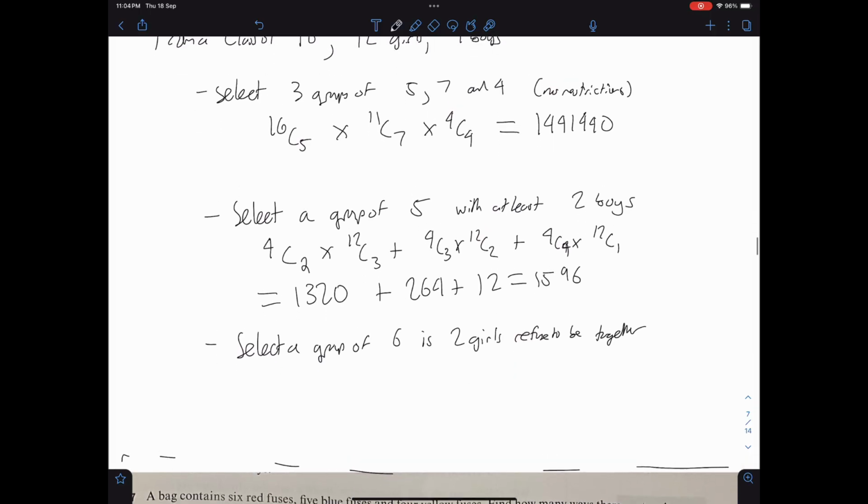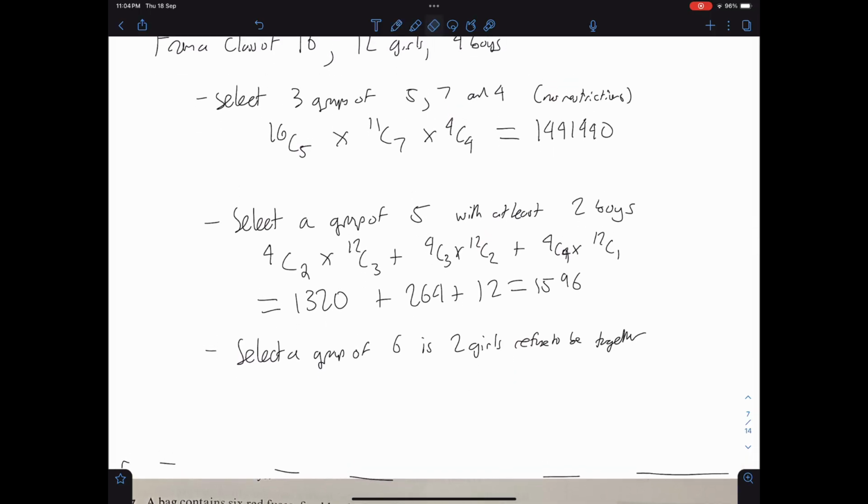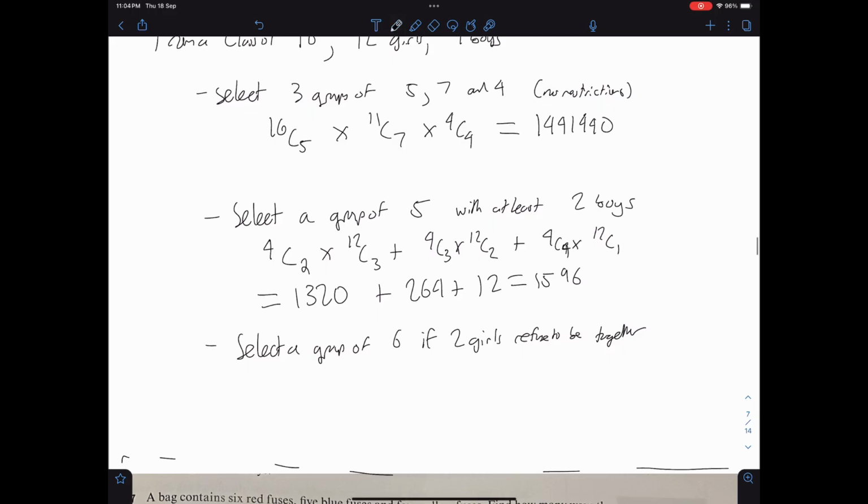And select a group of 6 if 2 girls refuse to be together. And this is an example where I would instead do total arrangements, subtract the ways they are together. So when we want 2 particular girls, or 2 particular people or objects to be in a selection, we just leave them out, because we know they're already there. So they're already in the selection.